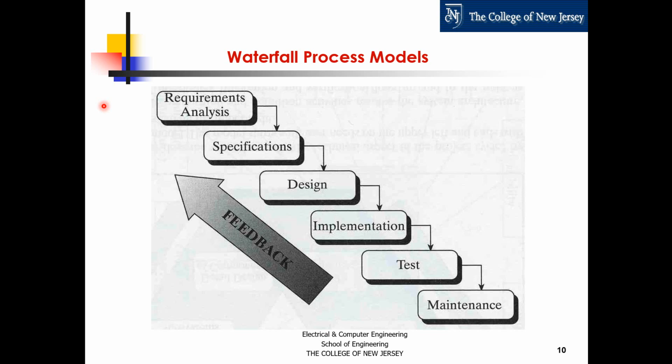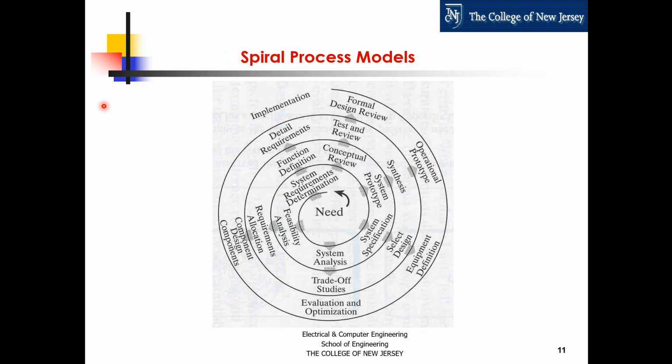And then there is the spiral process model. This model is interesting because it groups activities from a functional perspective. And what I mean by that is that the timeline, starting with a need, starts at the center and goes along the spiral. And then along that timeline, we have different activities. You can see here.